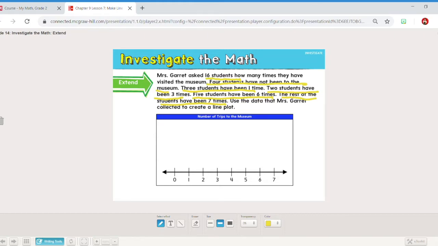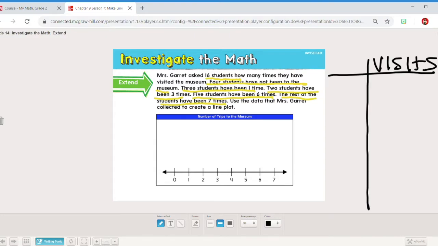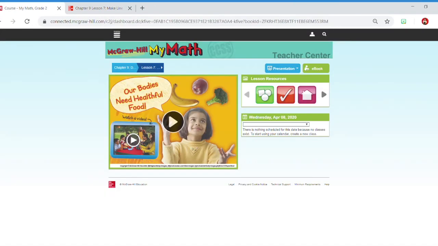Well, we have a lot of information to work with here. Let's start. I'm actually going to make a tally chart to get us started. So 4 students have not. I'll be visits, number of visits, and then S for students. So, 0 times, 1, 2, 3, 4, 5, 6, 7.